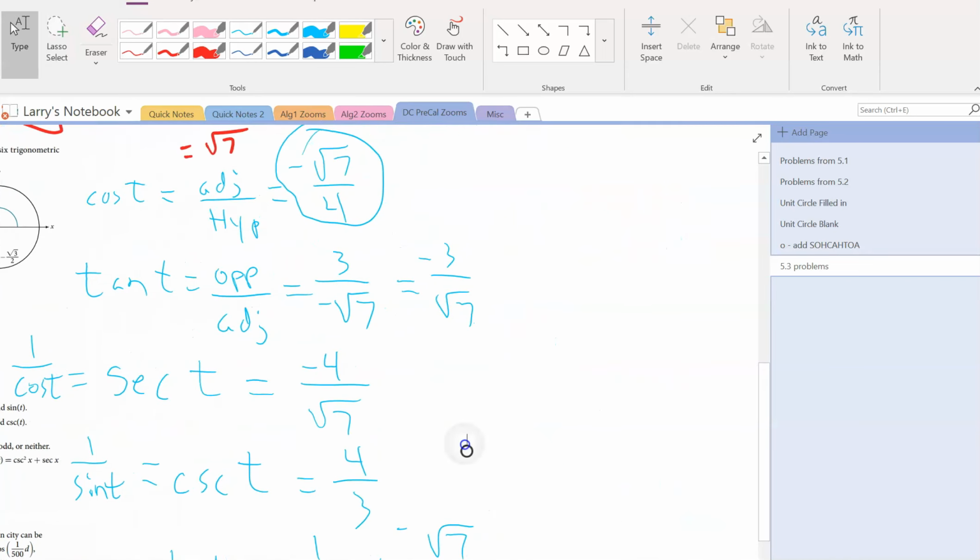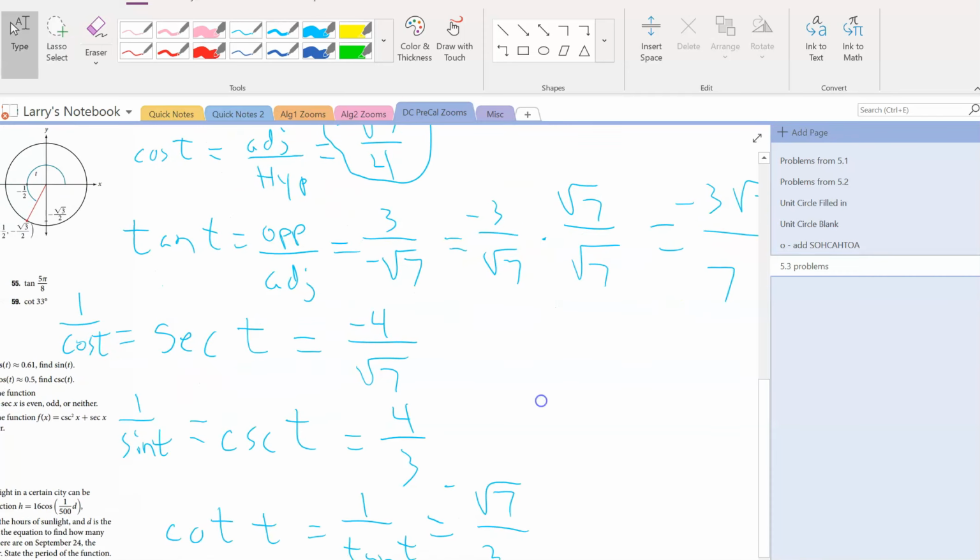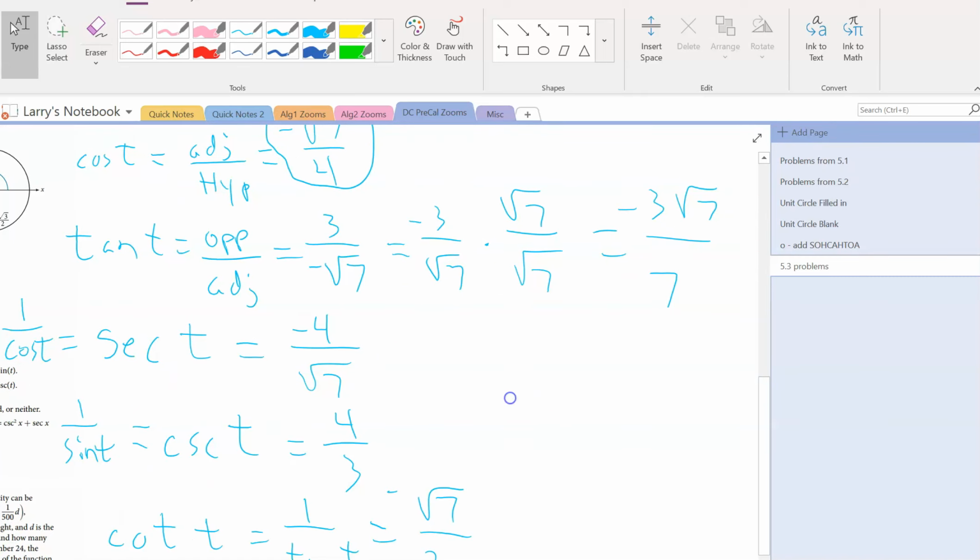Lastly, we should rationalize these couple of fractions that need it. This one, we should multiply by the square root of 7 over square root of 7. Square root of 7 times square root of 7 is 7. -3 times square root of 7 is -3 square roots of 7. And similarly, this one, I'm sure that you can see the pattern based on that one. It's going to be -4 square roots of 7 over 7.